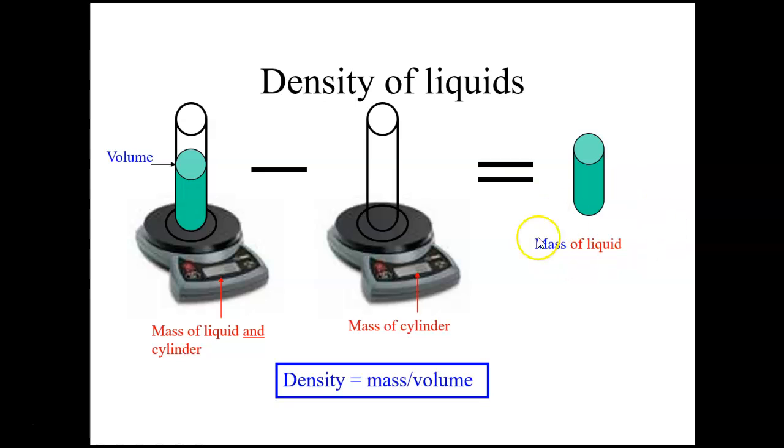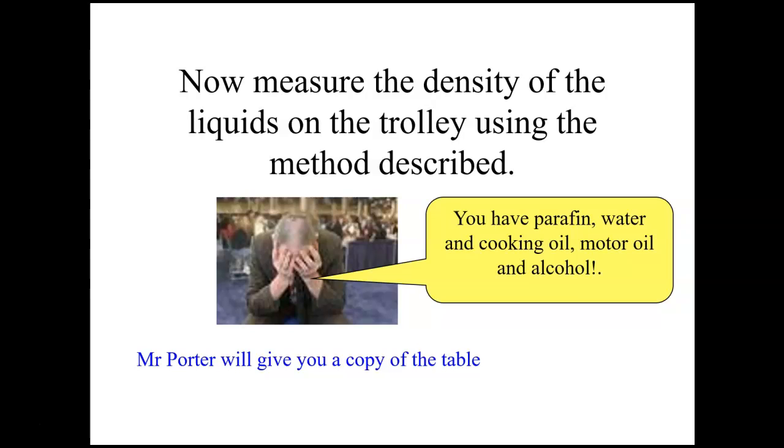Okay, so we now know the mass of the liquid and we know the volume of the liquid. Now we can use our formula. Density is mass divided by volume. Again, if this was a normal lesson, I would give you some balances and some measuring cylinders and lots of different liquids, and we would measure the density. It's useful to remember that water has a density of 1 gram per centimetre cubed.